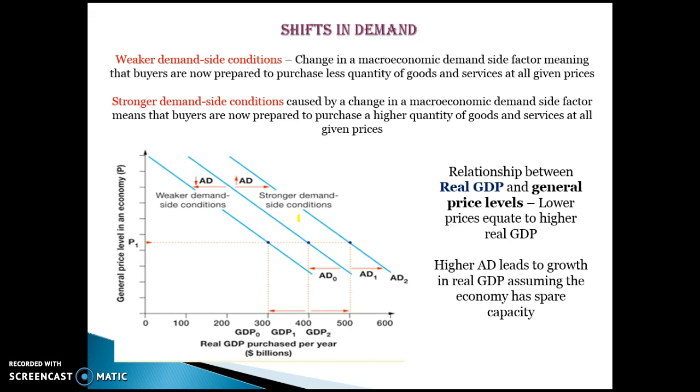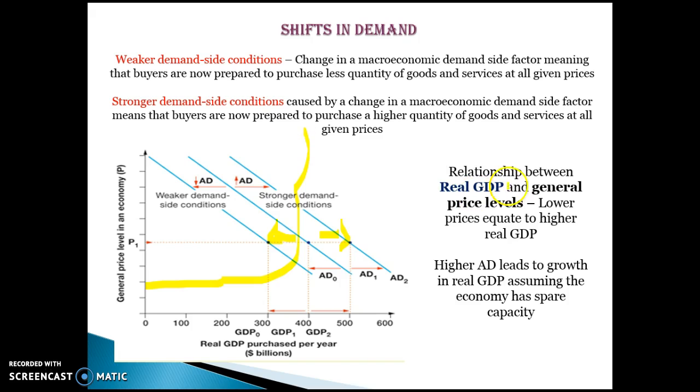Okay, shifts in demand side conditions are things other than price. So when there's a change in a macroeconomic demand side factor that means that buyers are buying less at any given price, that means the demand curve is shifted to the left. And a demand curve shifting to the right means that consumers are more willing to buy products at any given price. And that will lead to an increase in real GDP, assuming that we're not already at our productive capacity, if I was to draw the supply curve.